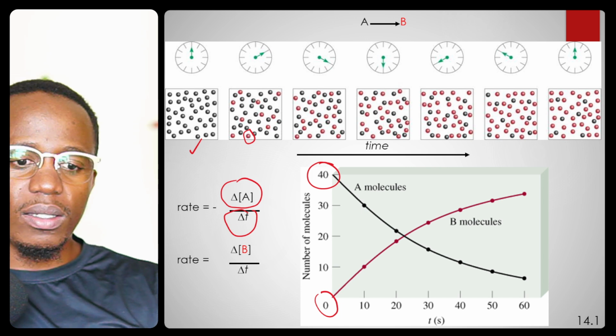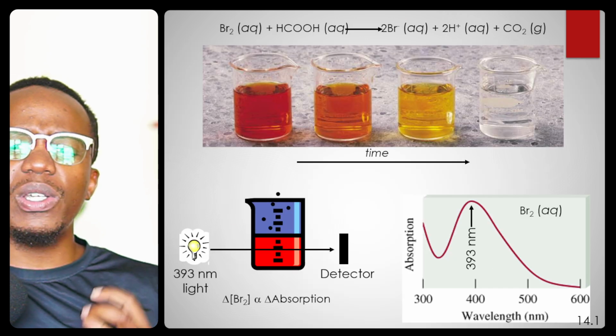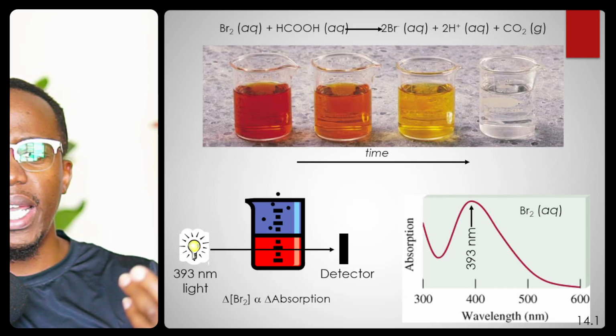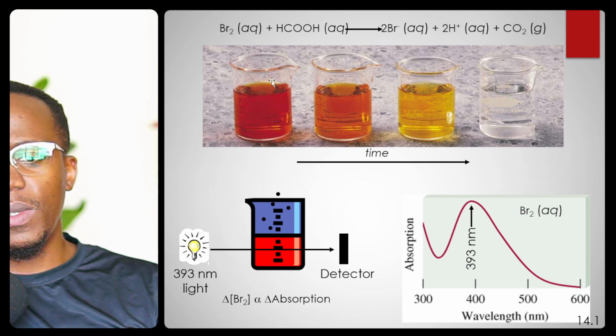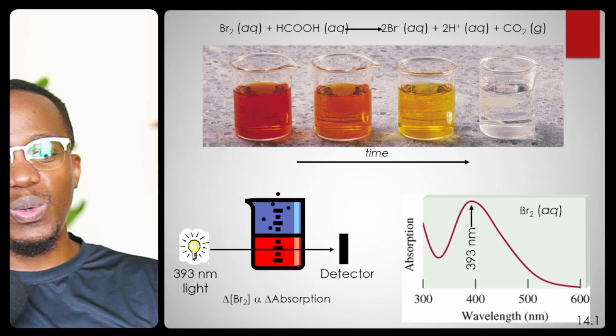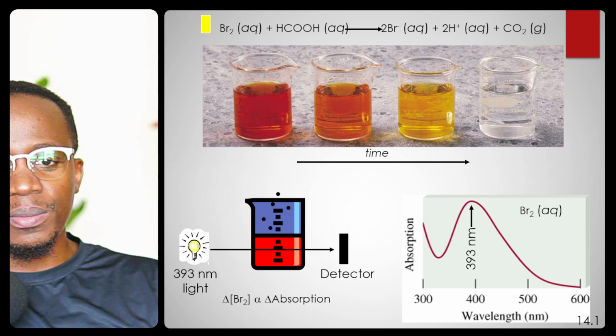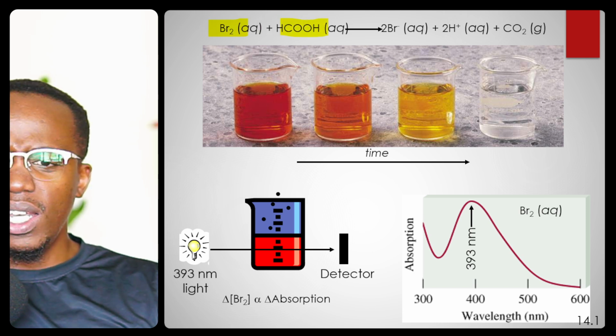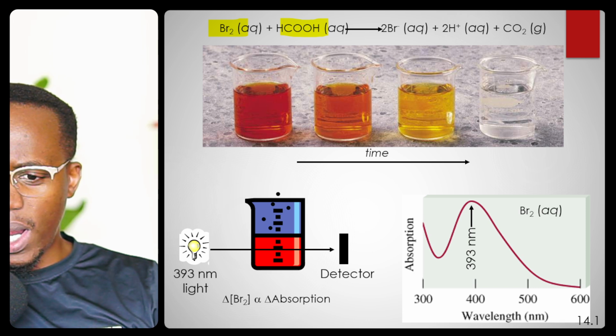It's because, depending on the reaction, it's very hard to measure the rate. For example, this one is a cool reaction. It's very dangerous, but it's cool. If you have bromine plus acetic acid, this is a typical reaction that's going to produce CO2.